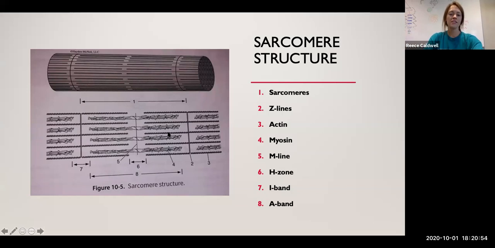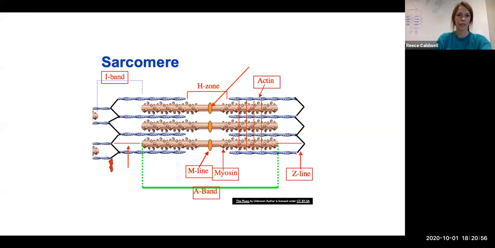So let's draw this out. So I'm actually using a diagram from exercise physiology. I've definitely made it a lot more simple, but I've added a little bit of my own to it. So let me do some erasing real quick.